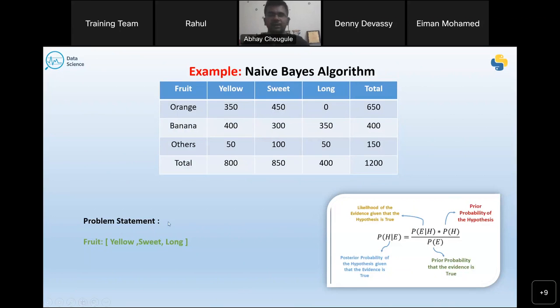See this kind of data we have, and fruits are there: yellow, sweet, long. And the fruit names: orange, banana, and other. It's the probability of data used for the prediction; it's kind of evidence already given.